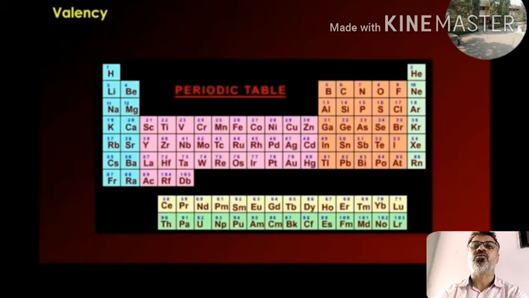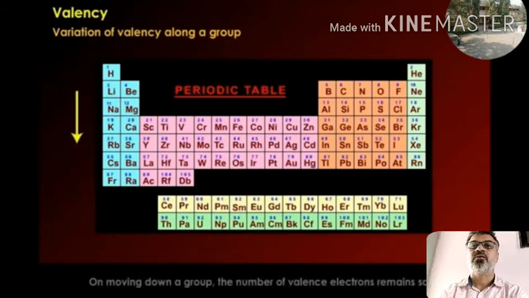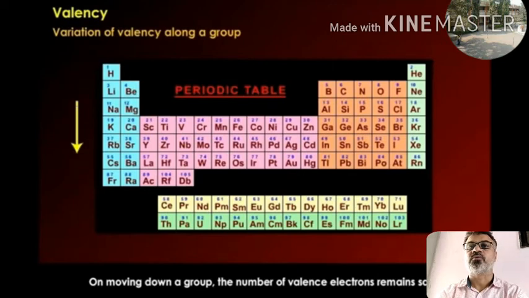Variation of valency along a group. We know that in the periodic table, the vertical columns are called groups. If you move down the group, the number of valence electrons remains the same. If you see the vertical columns or groups in the periodic table, all the valence electrons remain the same.